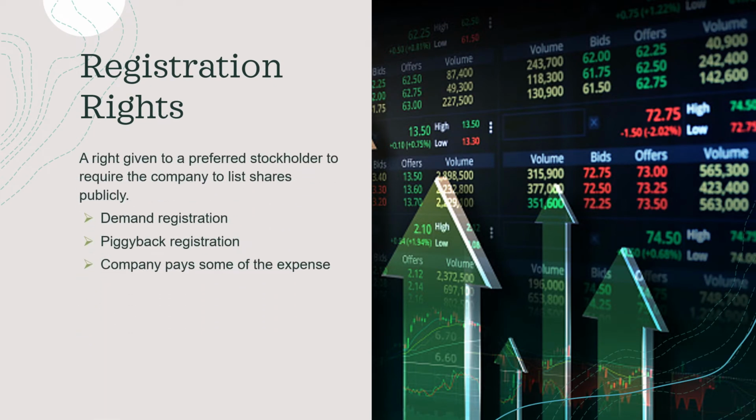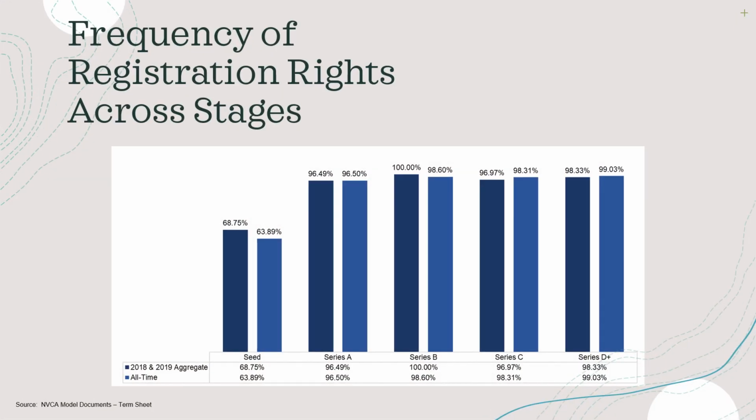Registration rights for preferred stockholders typically occur a certain number of years after the close of the preferred stock transaction or shortly after your company's initial public offering. This set of registration rights are typical for preferred stock term sheets. You see here how often registration rights are provided to preferred stockholders over the different stages of preferred transactions.